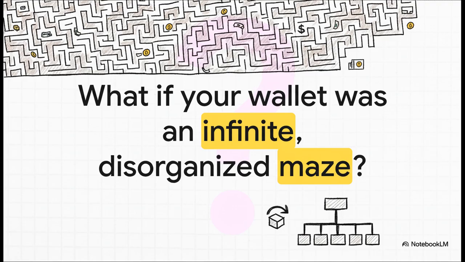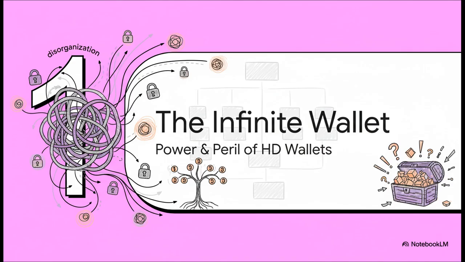To really get why BIP44 is such a game changer, let's just start with a quick thought experiment. Imagine your digital money wasn't in a nice, neat wallet. Instead, picture it scattered across this endless, chaotic maze with absolutely no map. How would you ever find anything? And maybe more importantly, how could you possibly back it all up? That's pretty much the exact problem that hierarchical deterministic, or HD, wallets were built to solve.